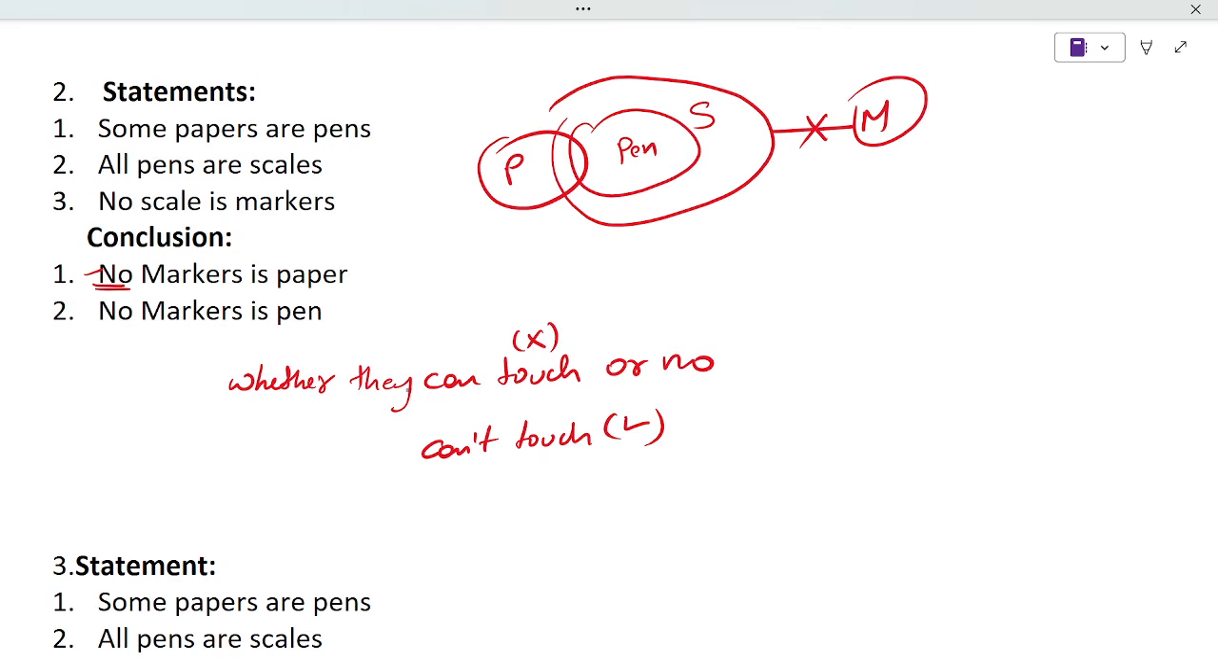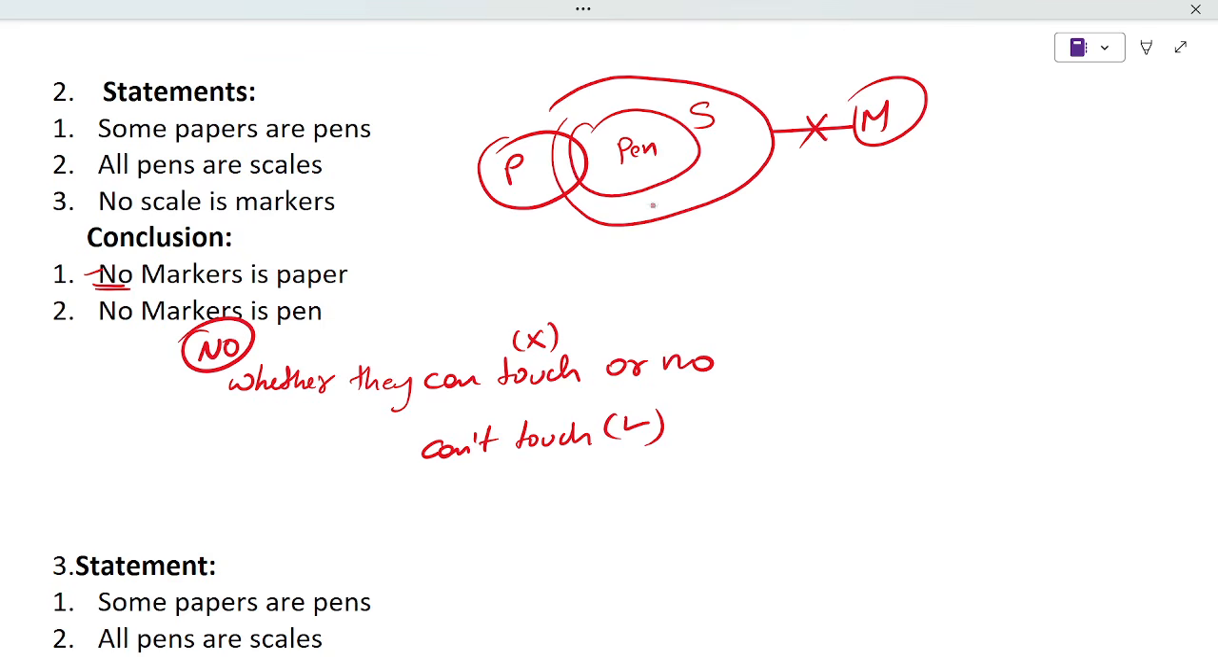I'm repeating it again. Whenever you come across a negative word, especially for no, every negative word has a different style. In the conclusion, no means, for this case, marker and paper: can they touch or not? If they can touch, the answer will be false; if they cannot touch, the answer will be true.